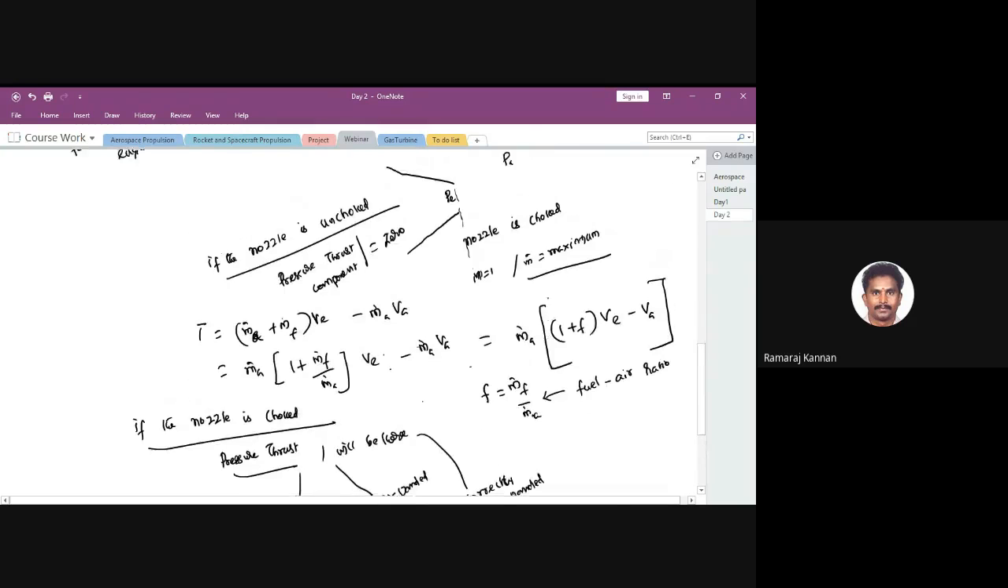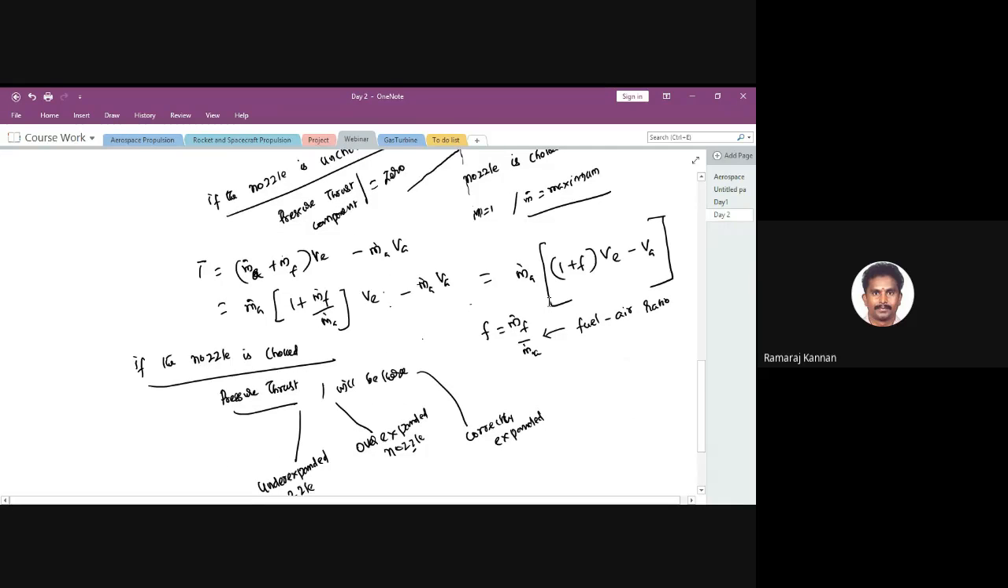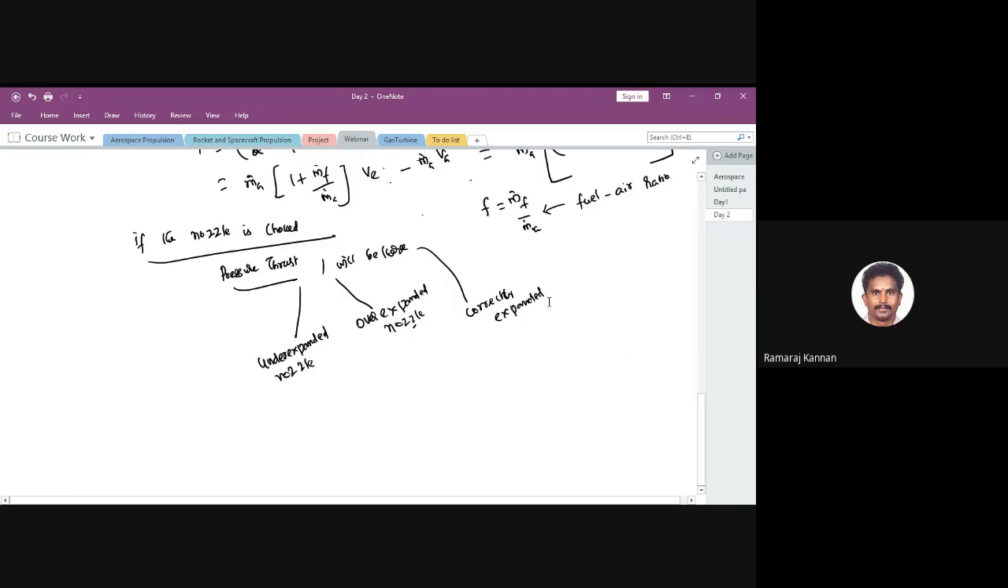If the nozzle is unchoked, automatically the pressure thrust won't be there. The pressure thrust is 0. Your thrust is going to be only due to your momentum thrust. So if the nozzle is choked, automatically three kinds of nozzle will be there, depending on your exit condition.